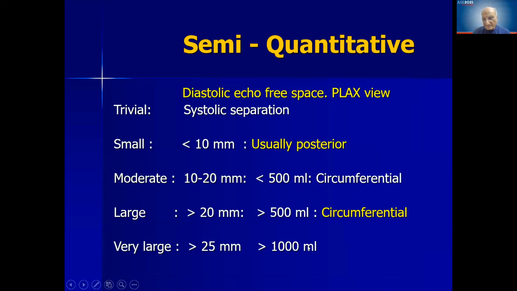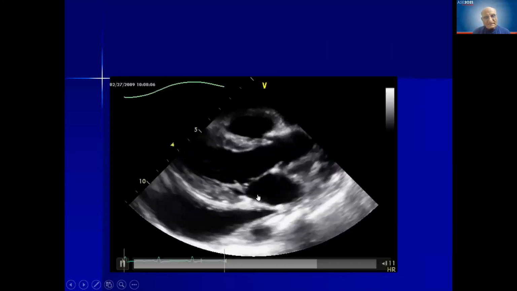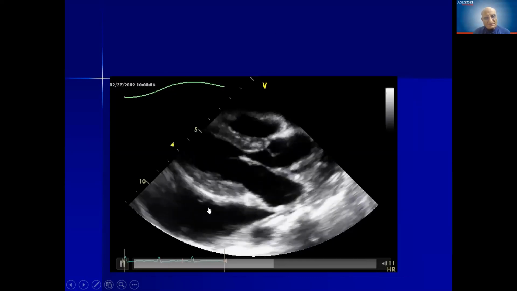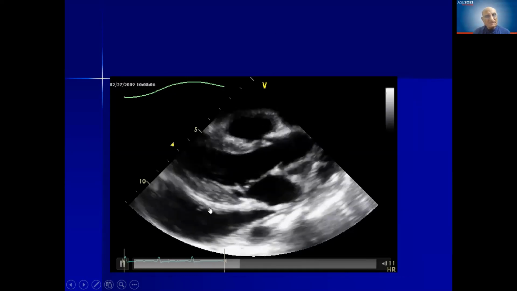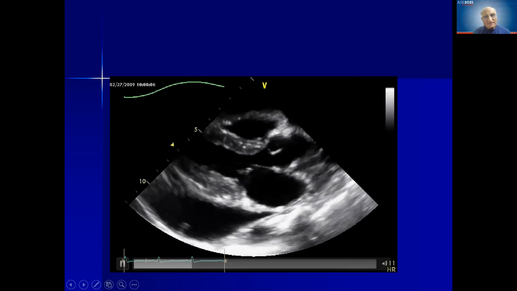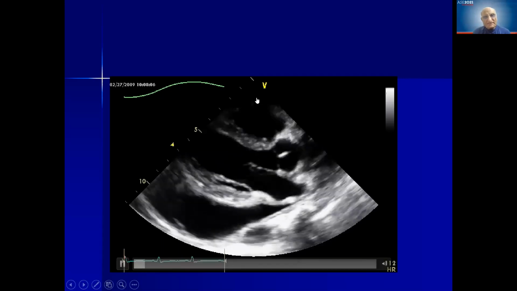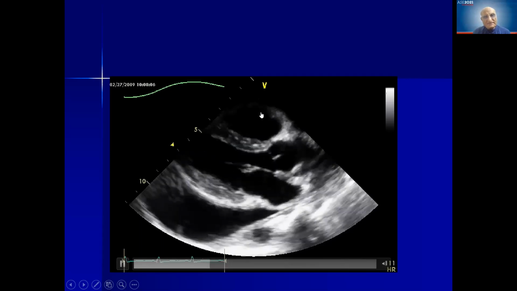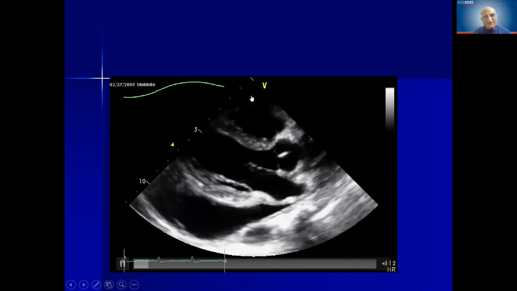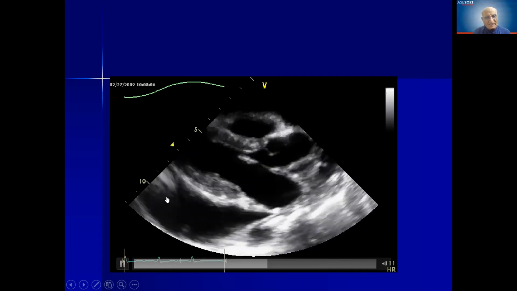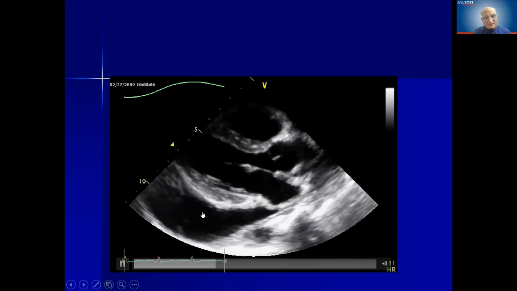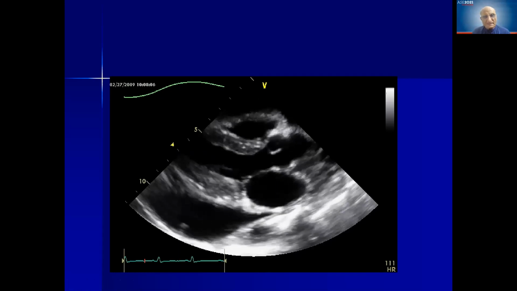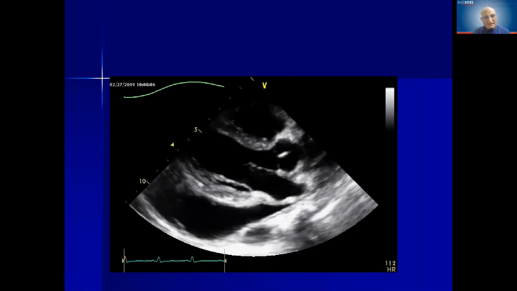So coming to this again, you see here, this is a large pericardial effusion because it is more than 20 millimeters, whether we measure it or not. And when we measured, it was much more than that. So here you see always anterior and posterior. There is an anterior echo-free space. This is the right ventricular wall, this is the anterior echo-free space, and this is the posterior echo-free space. So this patient must be having a circumferential or large pericardial effusion.